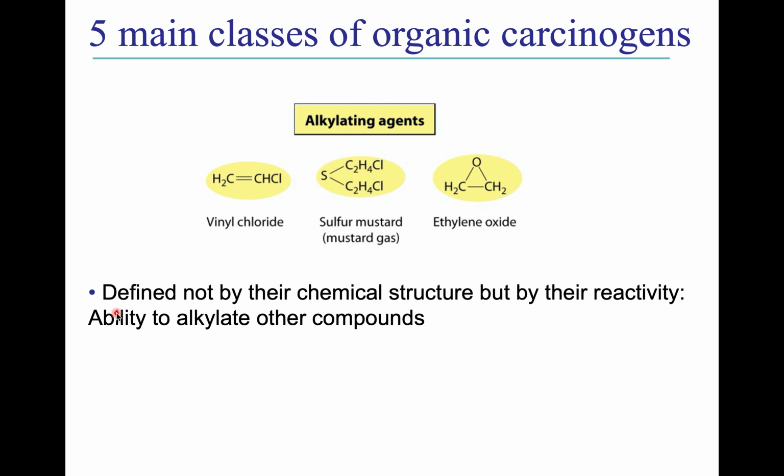And next we have alkylating agents, and these are not defined based off their chemical structure. Structures can actually be pretty diverse, but are based on their ability to alkylate other compounds, including DNA, which can cause permanent mutations. We'll talk a little bit about that. One interesting example here would be mustard gas.